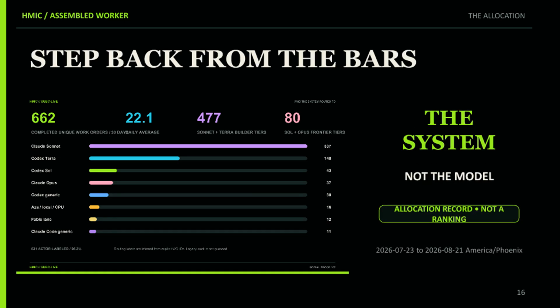The system as a whole. Step back from the individual bars. This chart is an allocation record across one frozen 30-day window, July 23rd through August 21st, 2026, of my system and the work that I happen to be performing at that time. It's not a ranking, we're not picking winners or favorite models here.